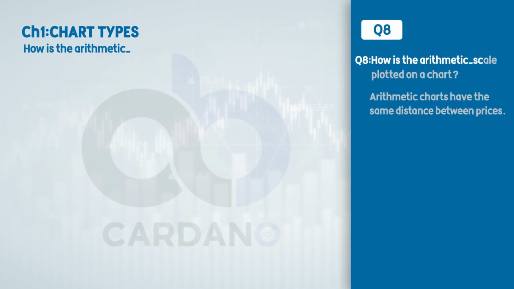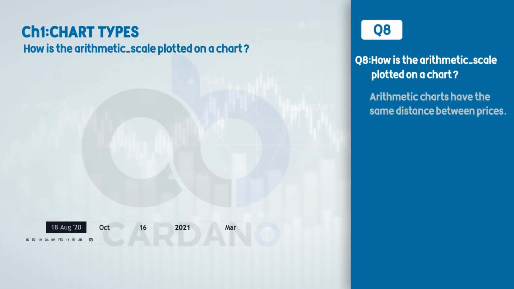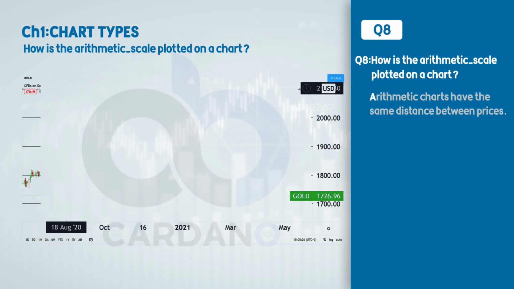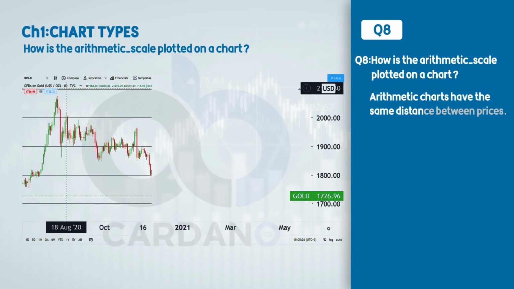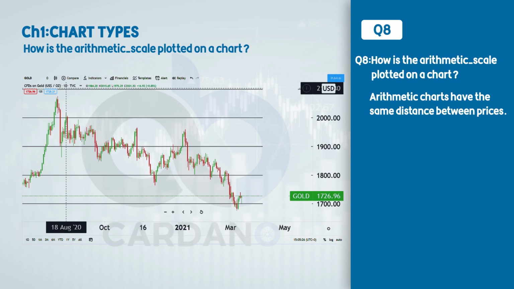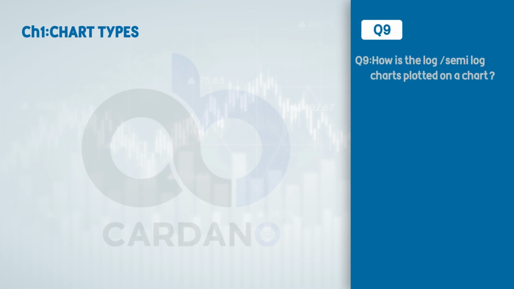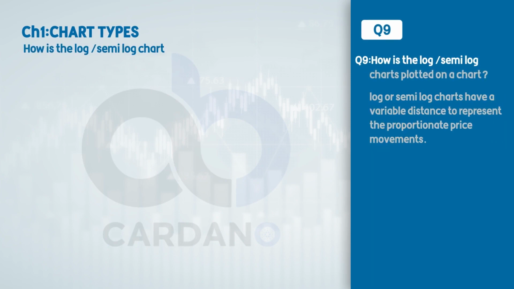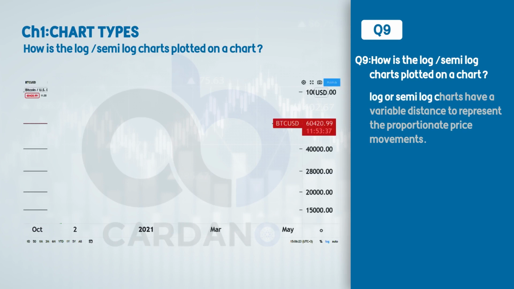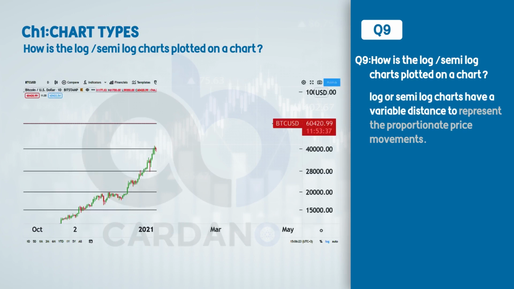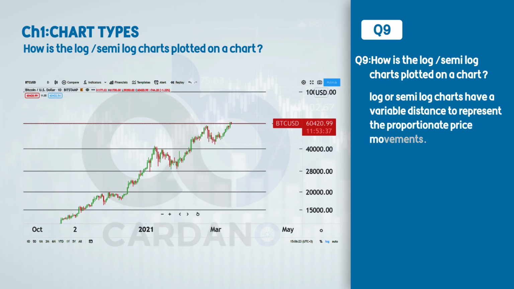Question number 8. How is the arithmetic scale plotted on a chart? The answer is, arithmetic charts have the same distance between prices. Question number 9. How are the log, semi-log charts plotted on a chart? The answer is, log or semi-log charts have a variable distance to represent the proportionate price movements.